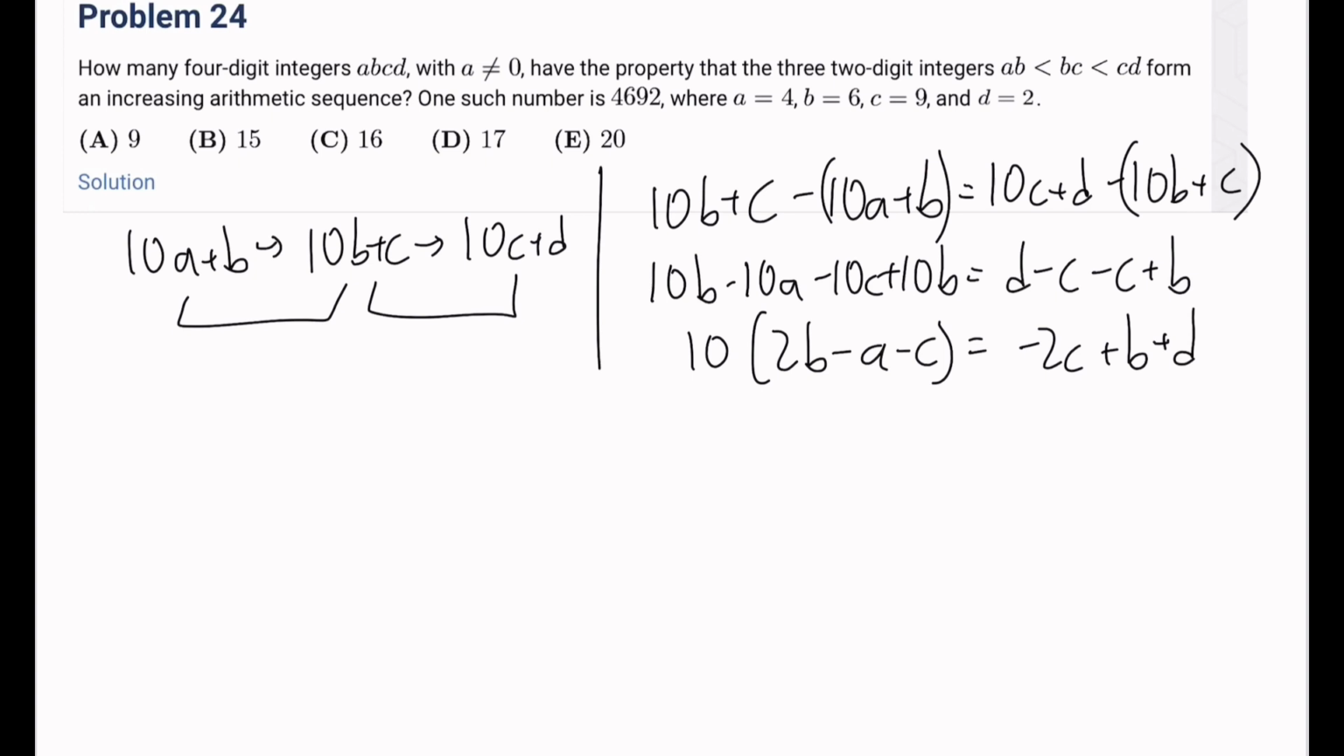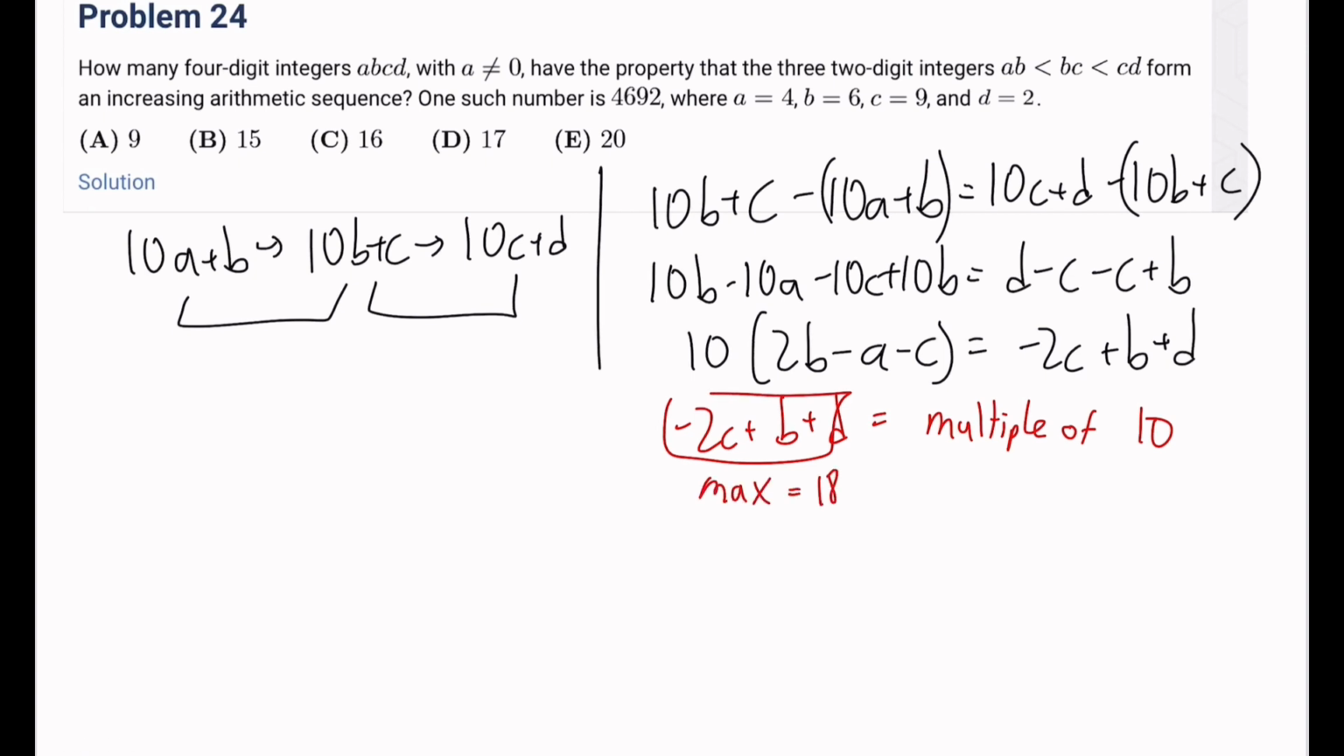Since a, b, c, and d are all integers, this is an integer and this is an integer. But then that means this is a multiple of 10, right? So negative 2c plus b plus d is a multiple of 10. But for that to be true, the maximum value can be 18, right? Because that's when b is 9, d is 9, and c is 0.